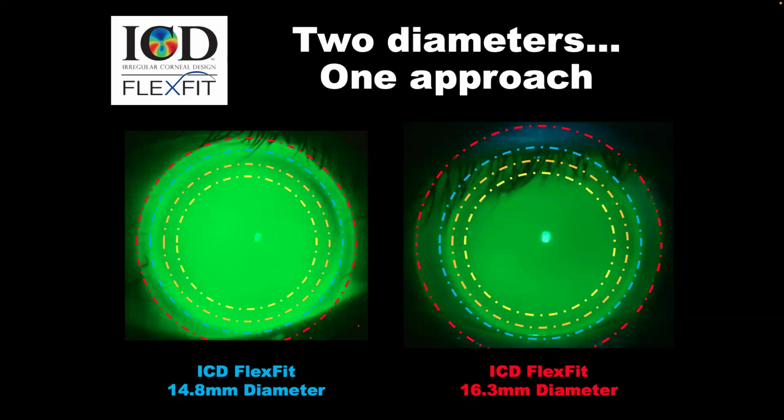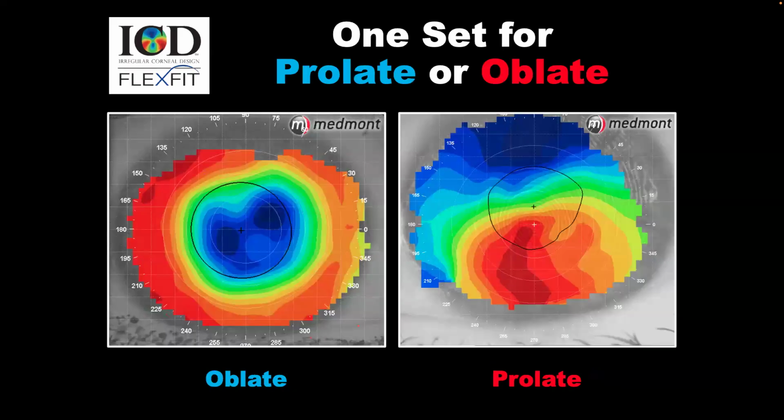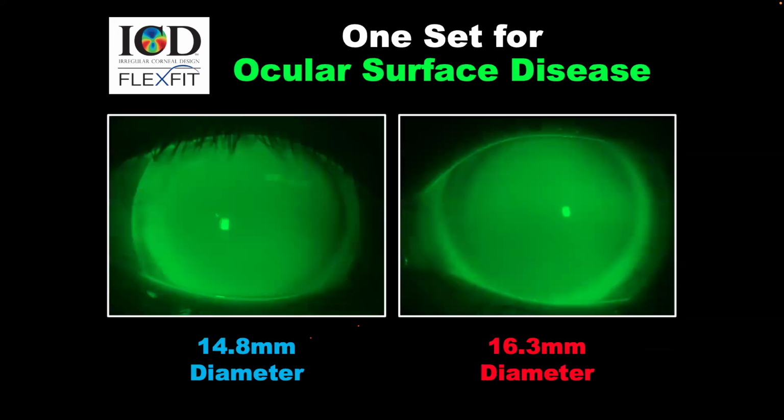So as a practitioner, we always try to achieve what's best, but you have to comply with whatever you get, and if the patient is happy, just go with it. But our approach is always to try to give the best quality vision to our patient, even if that means being a little bit flexible. So again, one set for prolate or oblate cornea, it doesn't matter.